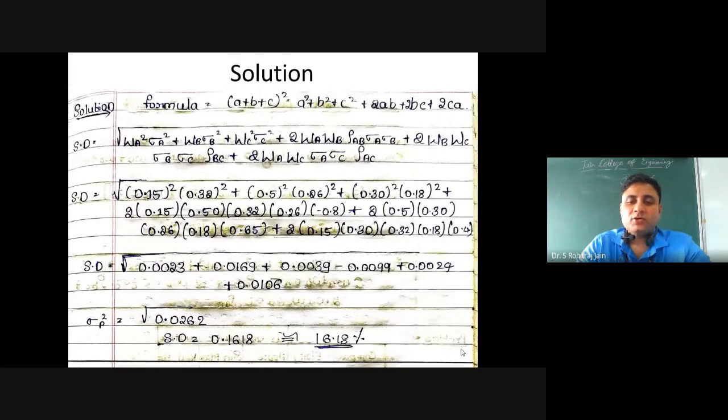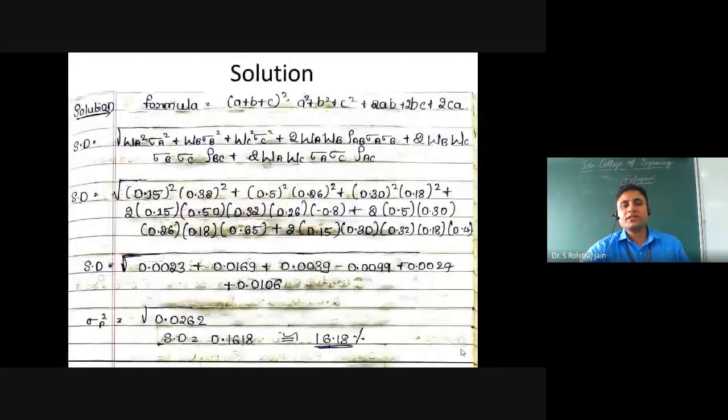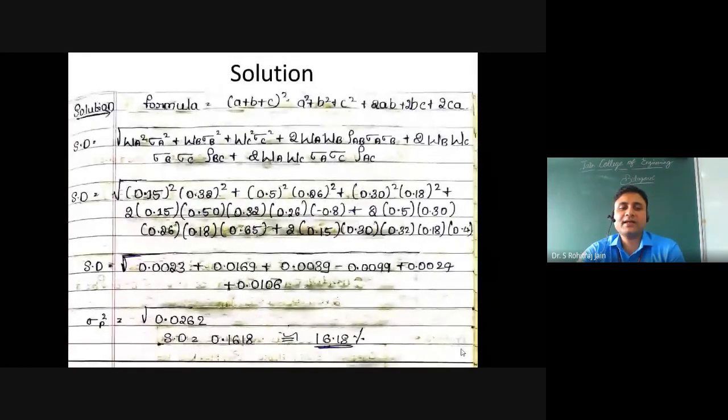So I get the standard deviation of this particular portfolio as the square root of 0.0262, which is equal to 0.16. You have to multiply it by 100 to get it in terms of percentage. That is equal to 16.18%. Okay. So when they have given me 3 securities, I use this particular formula to get the standard deviation of the portfolio. Clear till here?